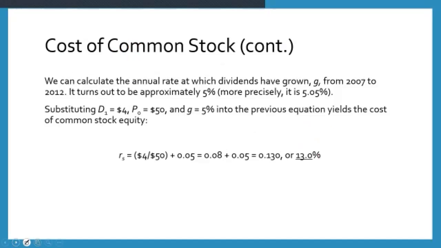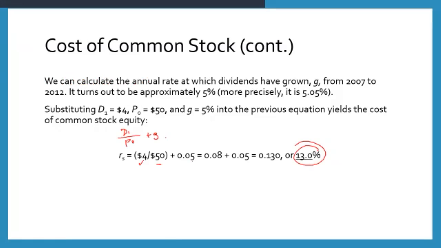The dividend paid on the outstanding stock over the past 6 years are shown as follows. So we calculate the annual rate at which dividends have grown, G, right? In previous sessions, you would have learned how to calculate the growth rate. So the growth rate here is approximately 5%. Substituting D1 and P0, so the formula was D1 over P0 plus G. We have substituting $4 over the price of the stock, $50 plus the growth rate, we get 13%.